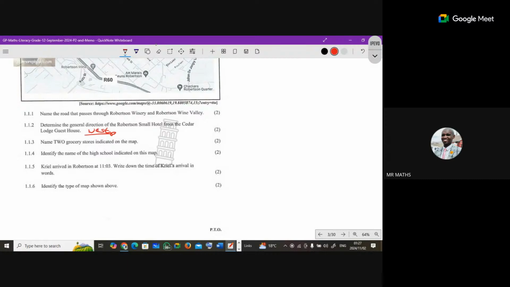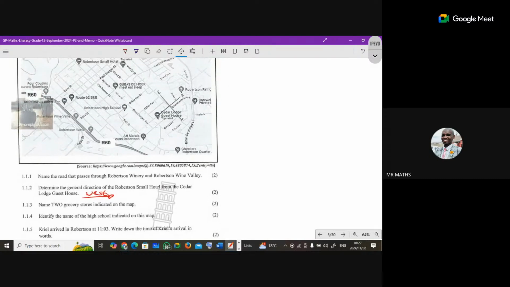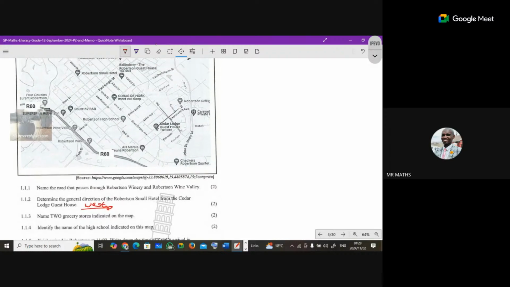Now 1.1.3, name 2 grocery stores indicated on the map. So now, even if you don't know the sign for grocery stores, you have a picture of a trolley in your mind. When you are checking these balloon-like things, you can see a capital letter H, and you are sure that this is a hospital, because without being told, you know that this is a hospital.